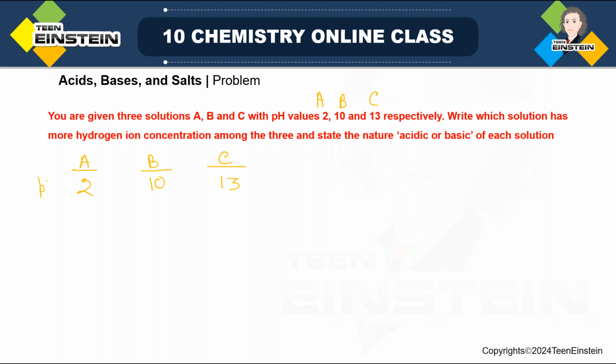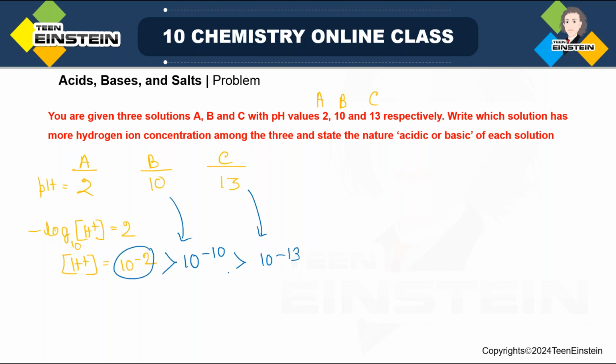Now if its pH is 2, that means what? The negative logarithm of H plus ion concentration is actually 2. Now if you want to know what is H plus ion concentration, what you have to do? First of all, you have to bring the negative sign towards 2. So it will be minus 2. And here as the base is 10, it will be 10 to the power minus 2. And the same thing you can also write for B. So here H plus ion concentration will be 10 to the power minus 10. Here it will be 10 to the power minus 13. Now this is the maximum value, right?